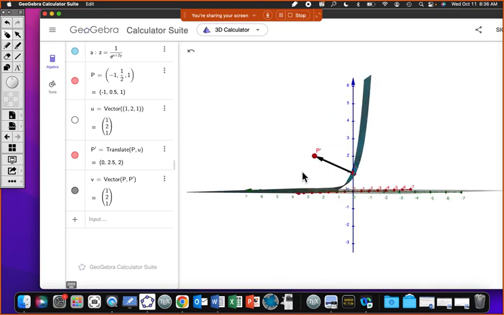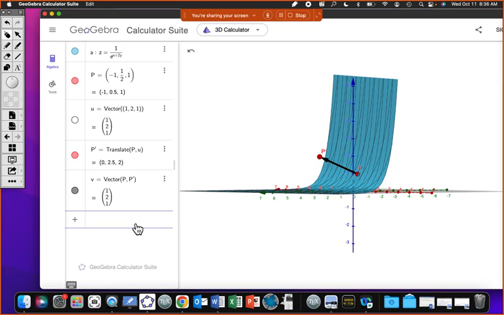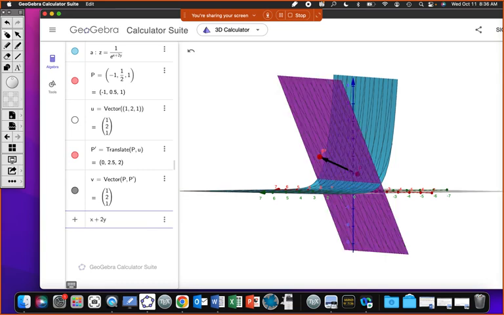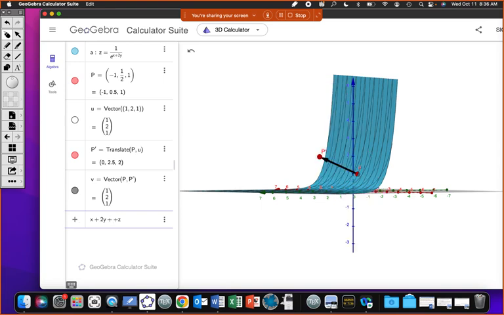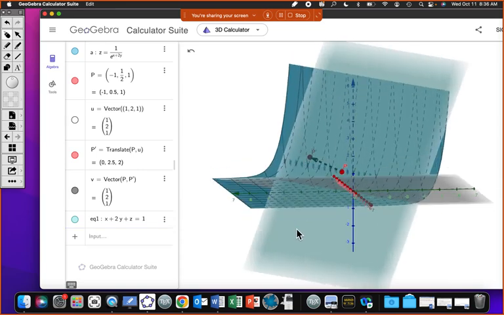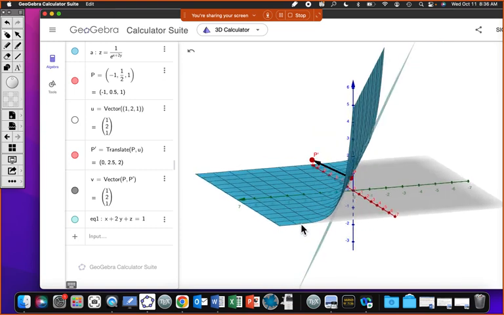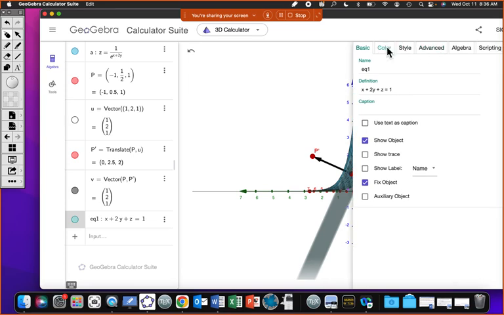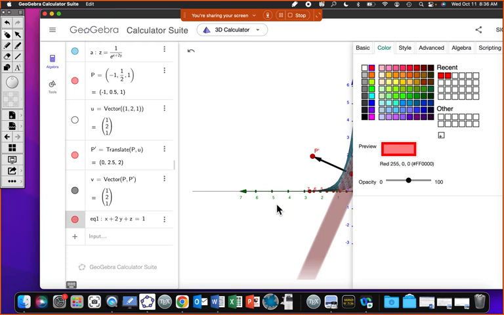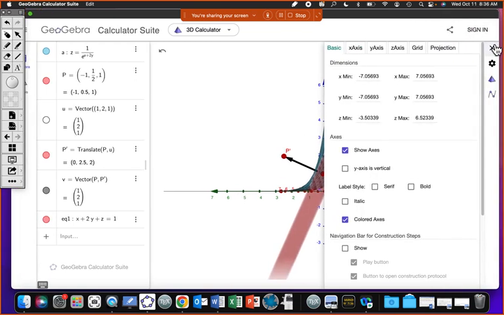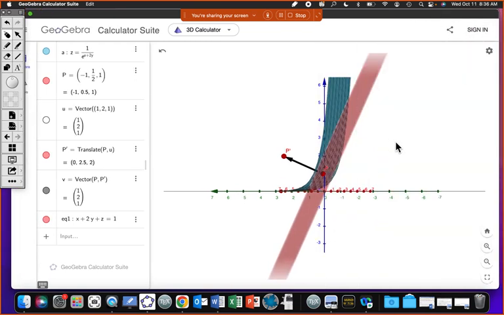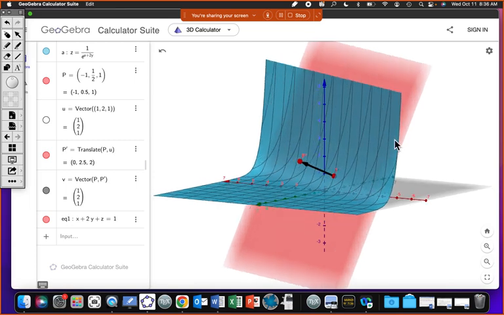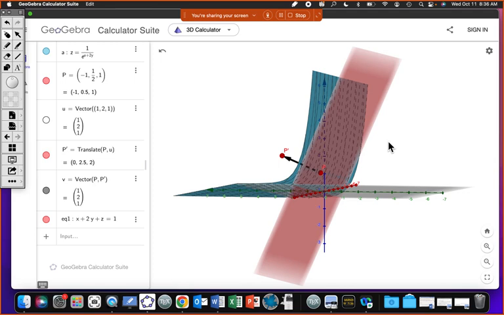Okay. So you can kind of see there the orthogonality to the surface. And now we'll type in our plane rather, x plus 2y plus z equals 1. There it is. And if you want, I think that's pretty good. We can change the color here. We'll make it red as well. And then you can kind of observe there that local linearity. So if I kind of turn it there, I think you can see it.